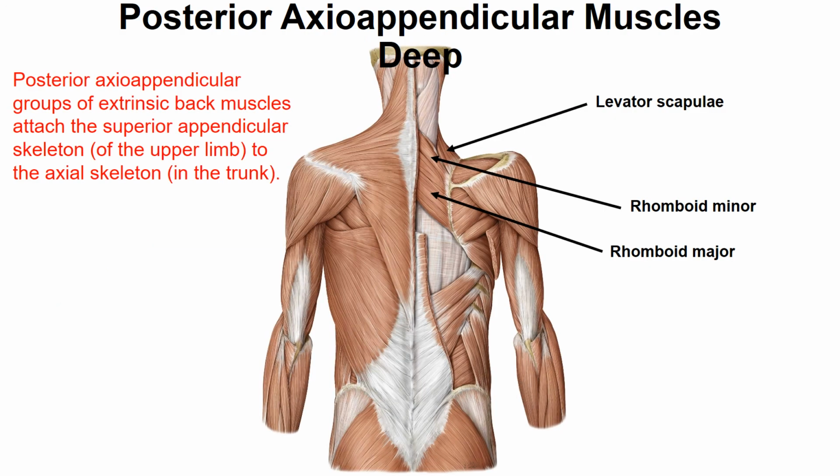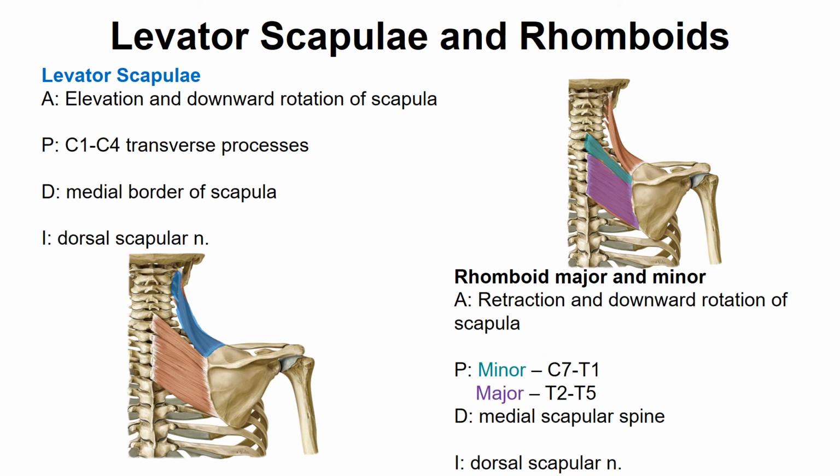So now we're going to remove the trapezius and latissimus dorsi to look at these deep axio-appendicular muscles called the levator scapulae, rhomboid minor, and major. So the levator scapulae is going to go from that superior angle all the way up to the transverse processes of C1 through C4. It's going to work with elevating the scapula, also a little bit with downward rotation, but mainly elevating the scapula, which is where the name levator scapulae came from. And it is innervated by the dorsal scapular nerve.